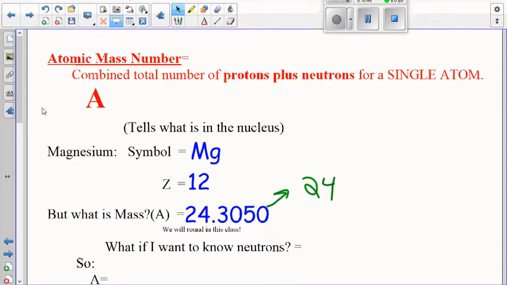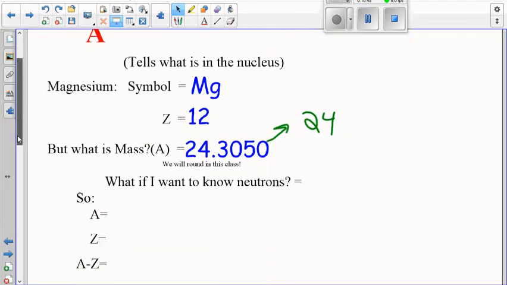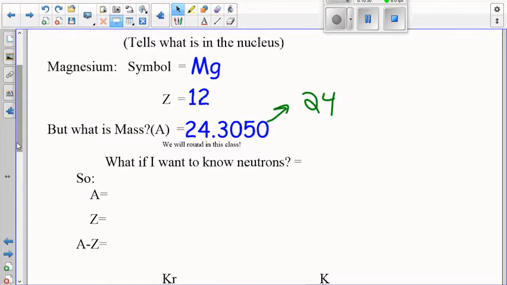And using that information, here's what we can do. Let's say I'm like, okay, that's great about the protons of magnesium, but what about the neutrons? How many of those does this particular magnesium have? Okay, well, its atomic mass is 24, and that's protons and neutrons.